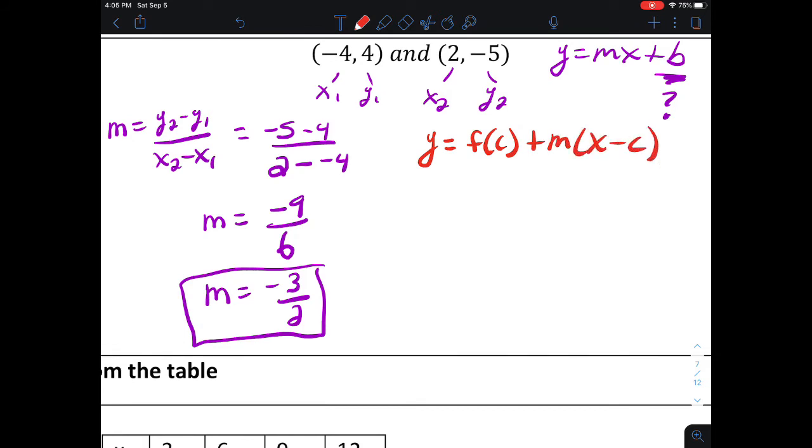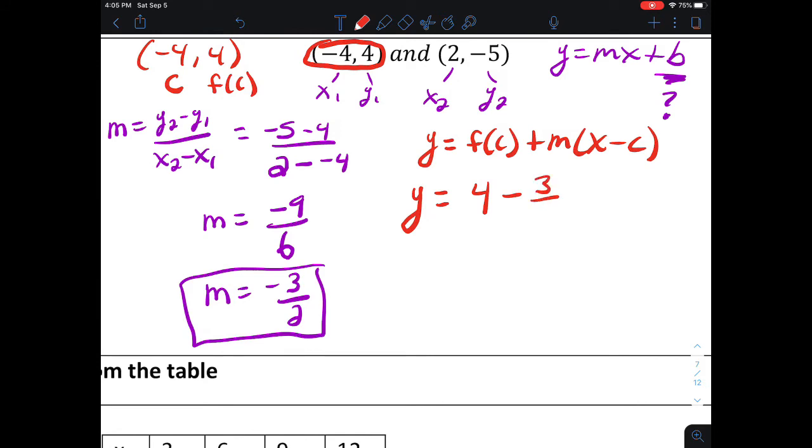So we have to pick a coordinate. The coordinate I'm going to pick here is the first one, where the negative 4 is the c, and the f of c, which represents the function's value, the y value there, is going to be the y value of the point, positive 4. So I have y equals 4, and then m is negative 3/2, so it'll be minus 3 over 2, times x minus negative 4, which turns that into x plus 4. And that's the equation of the line.